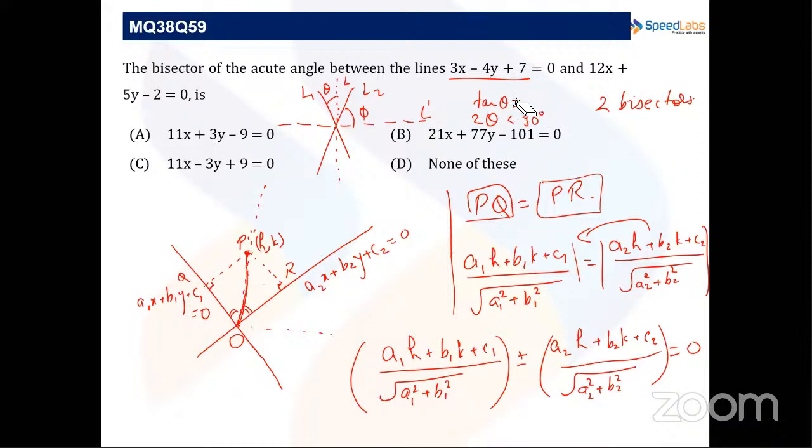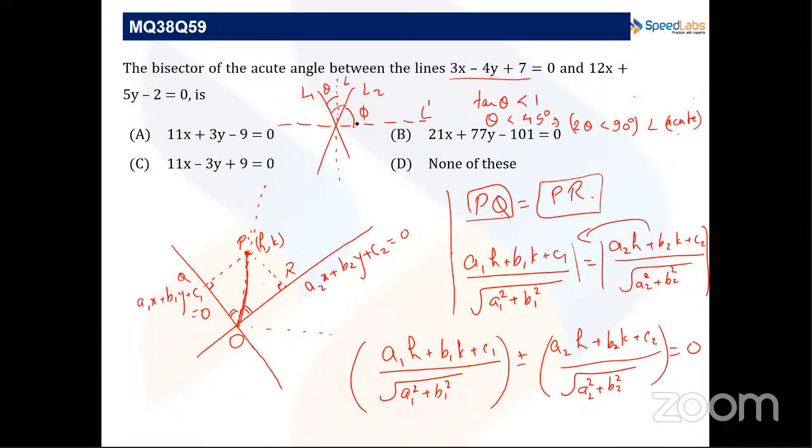Let's say if tan theta is less than 1, then theta will be less than 45 degrees. So the angle between the two bisectors, that is 2 theta, will be less than 90 degrees. So L will be our acute angle bisector.